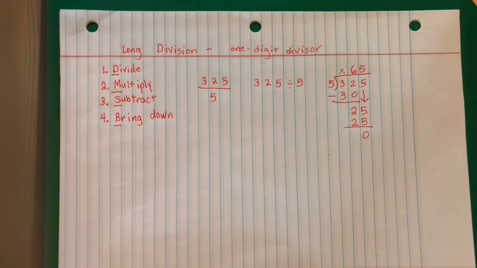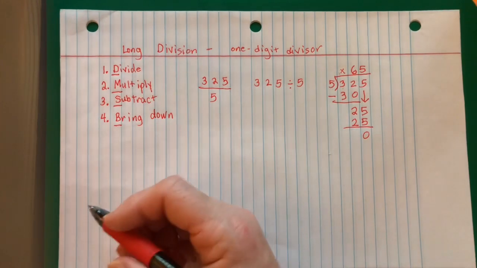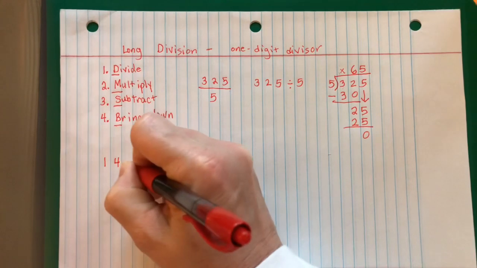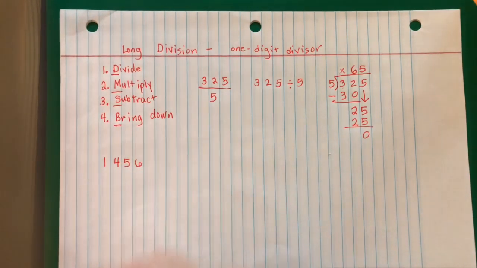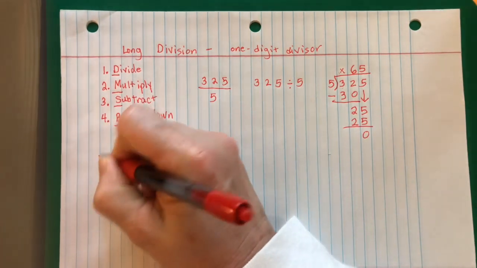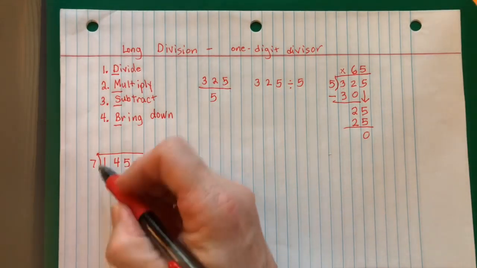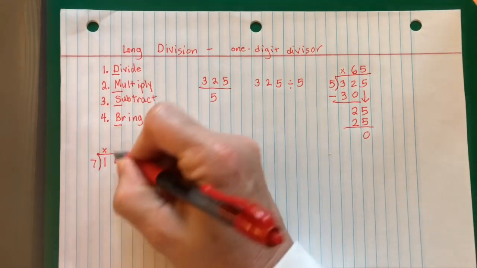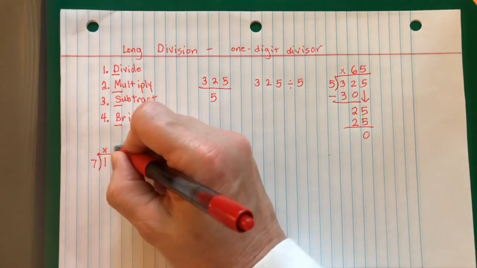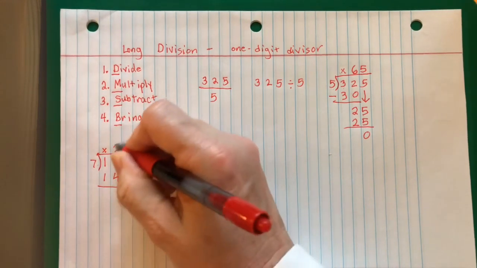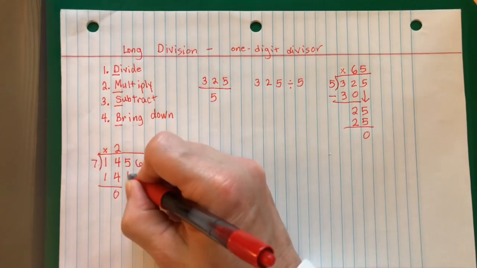Let's try another one. What if we had 1,456 divided by 7? All right, 7 does not go into 1, but it goes into 14 twice. 2 times 7 is 14. Subtract. Bring down the 5.